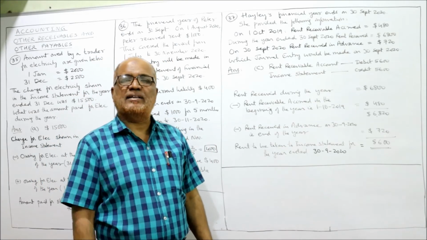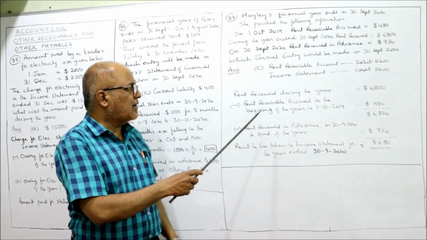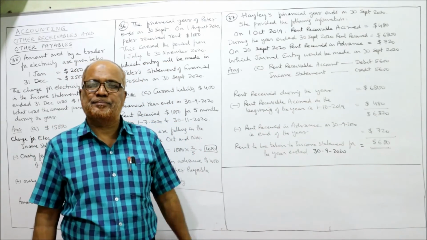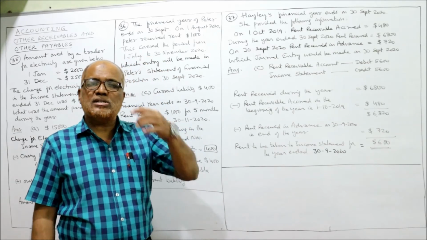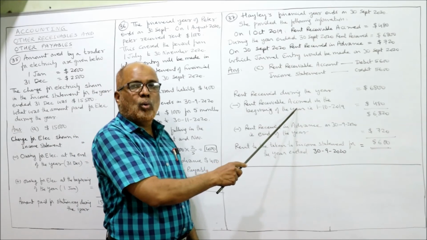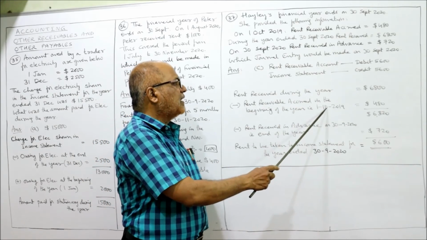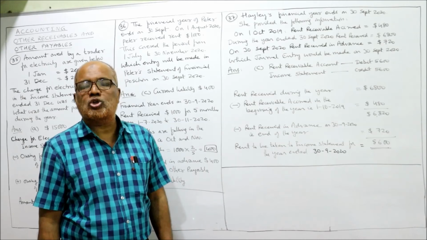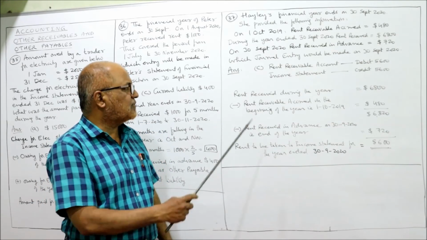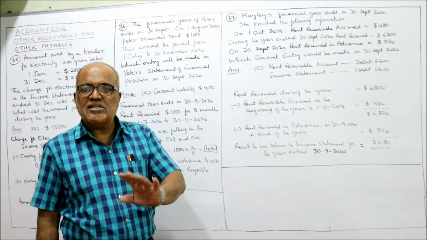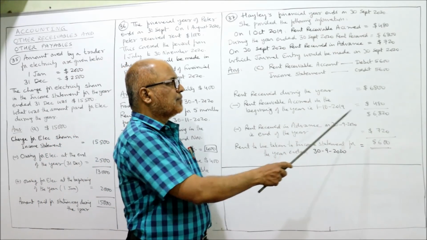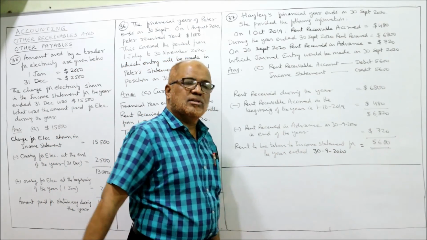Now how did we get this 5,600? So here are the calculations. Rent received during the year is 6,800, given in the problem. Now to this we adjust the rent. Rent receivable accrued in the beginning of the year, 1st October 2019. In the current year it is received, so deduct, because this is not the rent of the current year. It is the rent of the last year. That's why we deduct 480. So deducting 480 gives 6,320.